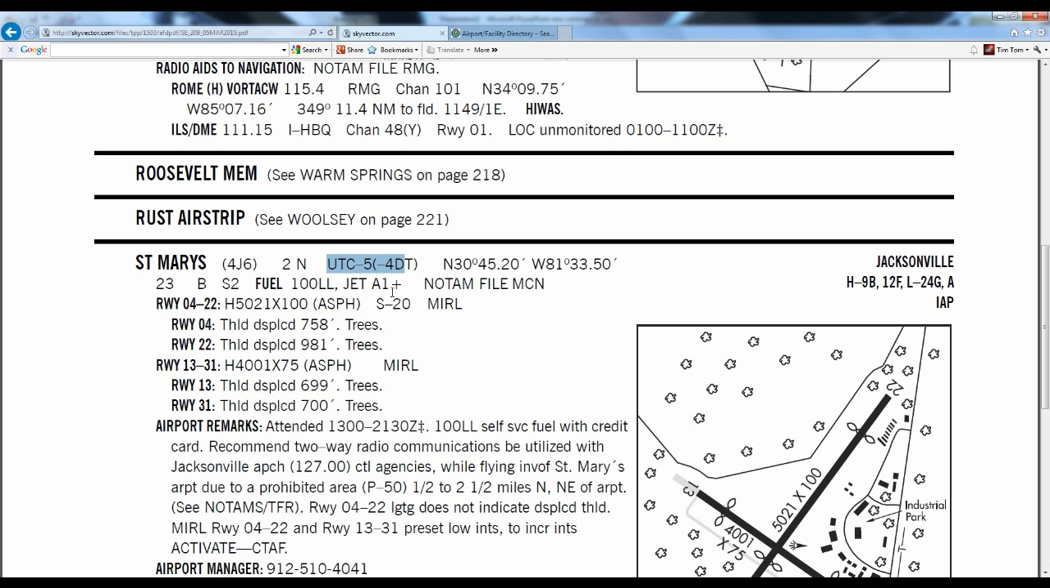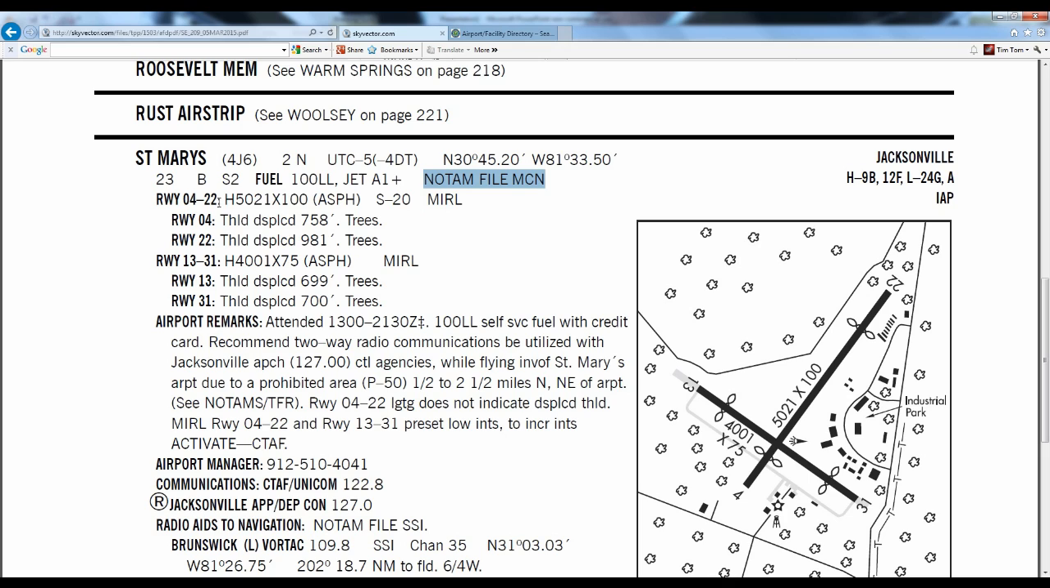Its UTC difference from time: right now it's -4 UTC because we're in daylight savings time, but during standard time it's -5 UTC. There's its longitude and latitude, its elevation. Not sure what the B means, not sure what the S2 means. Fuel available, they have 100 low lead and Jet A1+. NOTAM files Macon, that means the facility handling NOTAMs for this airport is Macon.